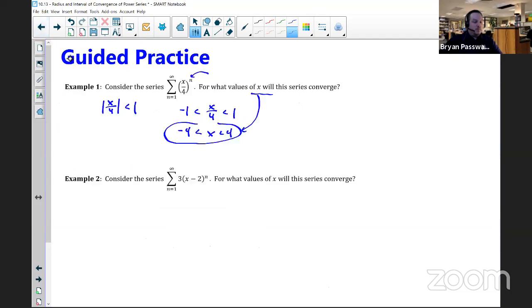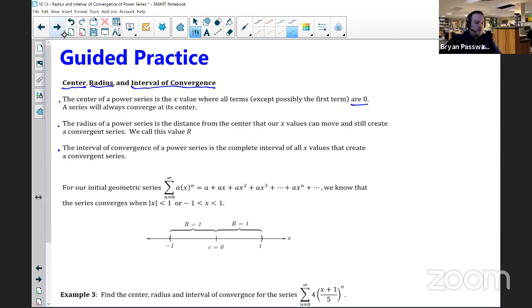On the last example, our answer, that was the interval of convergence. The interval of convergence is just basically the solutions. What are all the x values that would create a convergent series? And so in our initial discussion of our geometric series, we talked about if we replace r with x, we get this geometric power series, right? And we know that this converges whenever the absolute value of x, because x was our r value, was less than 1. And that means that -1 is less than x is less than 1.